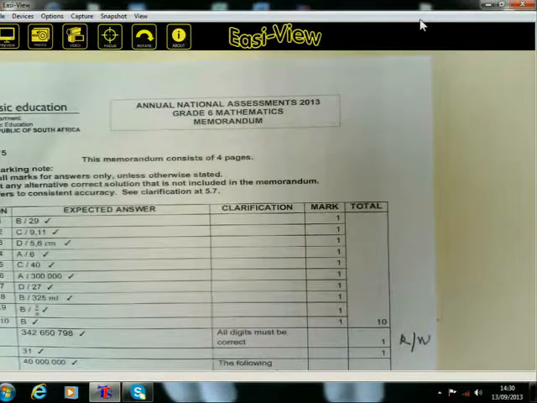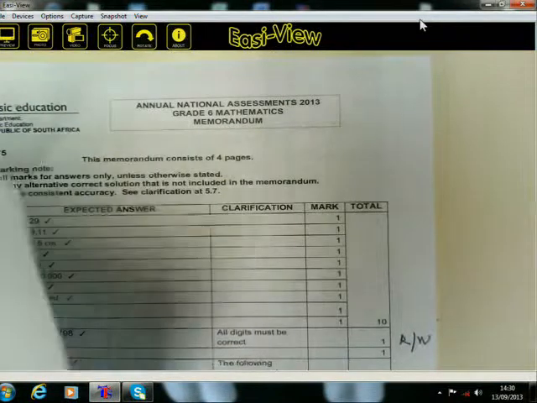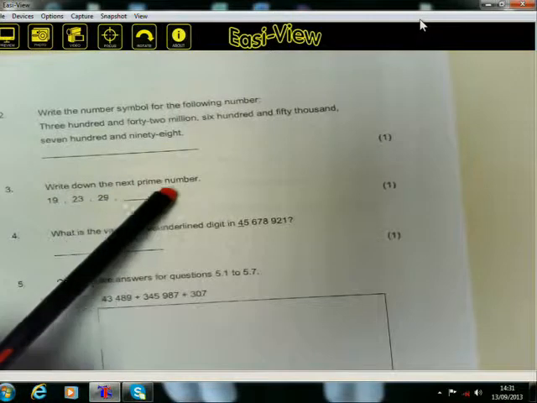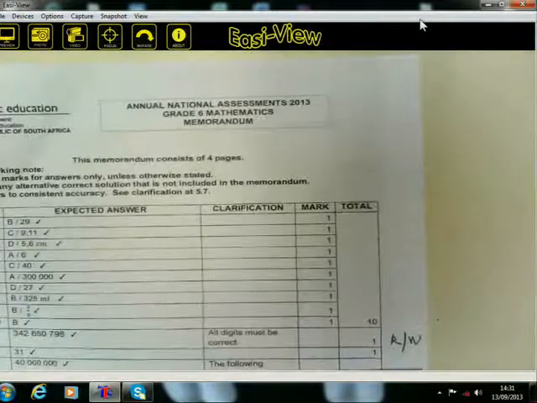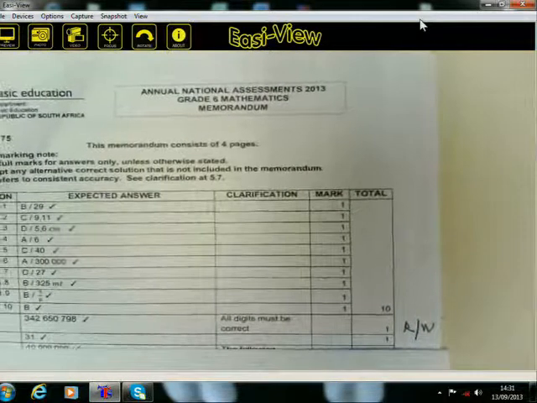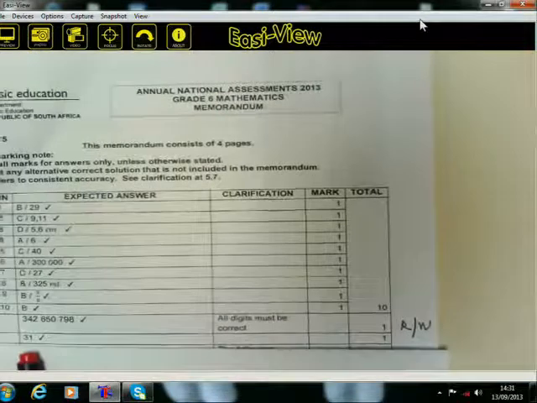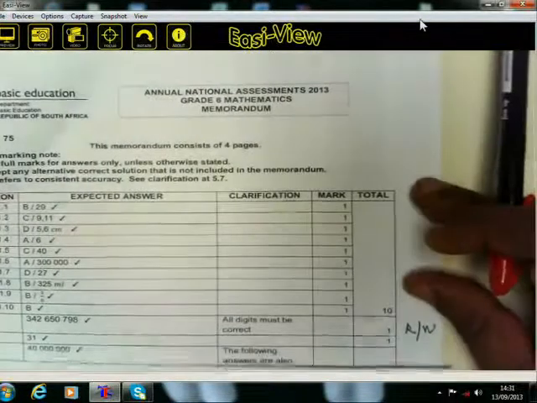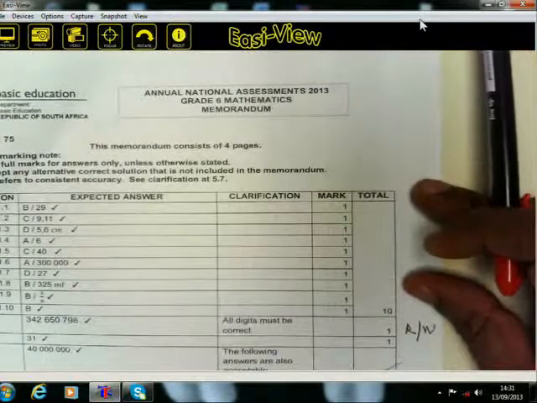Okay, let's go to question 3. It says, write down the next prime number. Okay, let's go to the memo. Question 3, the prime number. The answer there is 31. No other answer. 31. Okay.